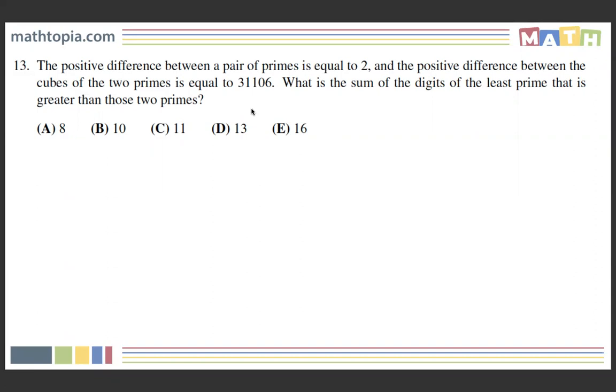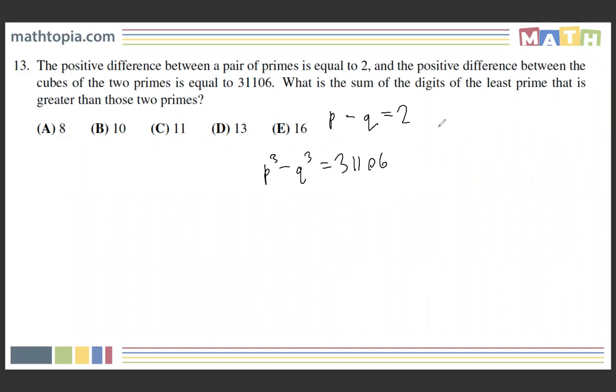Okay, so we have two primes. Let's call them P and Q, right? The positive difference between them is 2, so let's say P is the greater prime. Then P minus Q is equal to 2. And the positive difference between the cubes is equal to 31,106, which is a pretty large number. What is the sum of the digits of the least prime that is greater than those two primes?